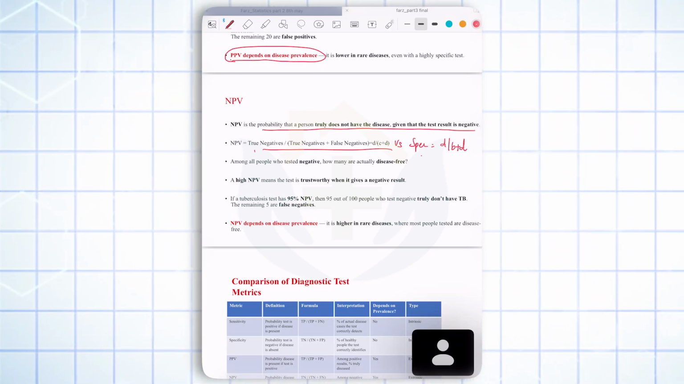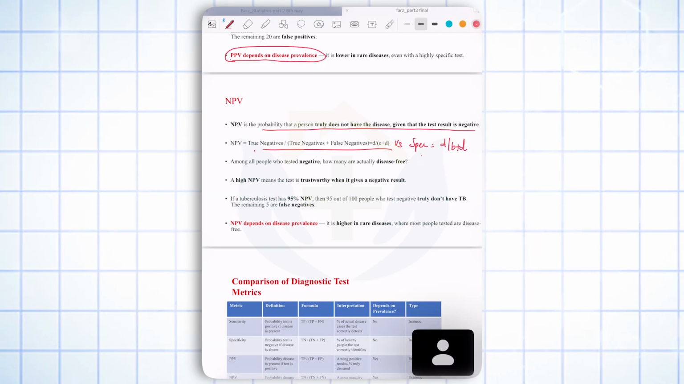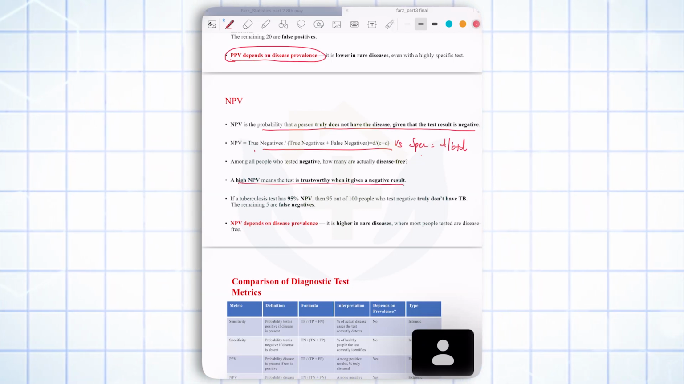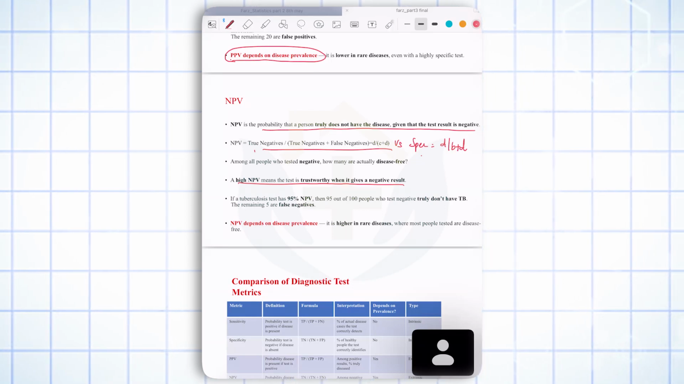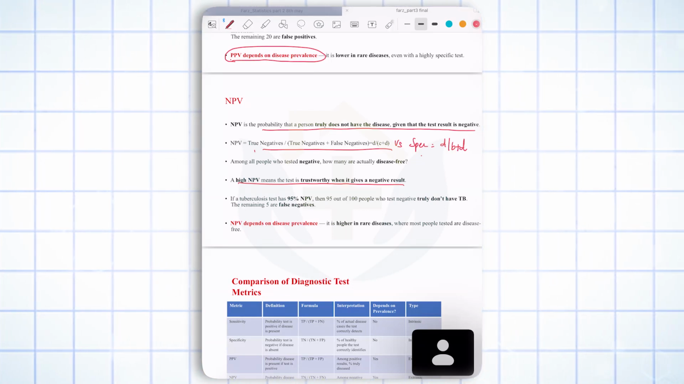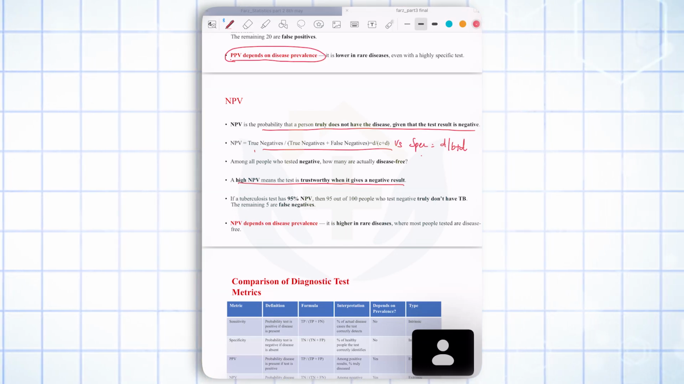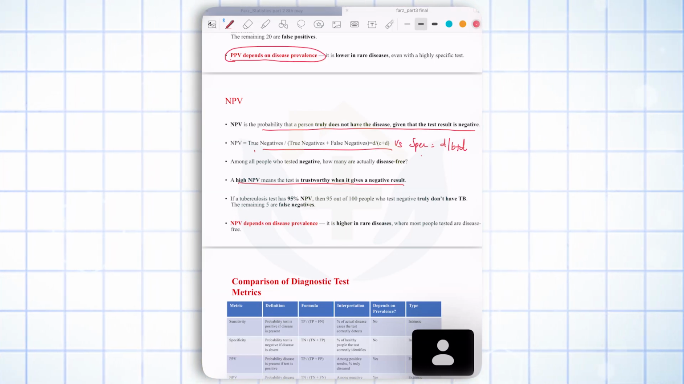So when do you use a negative predictive value? A test with a high negative predictive value is trustworthy when it gives a negative result. The classical example is the D-dimer test. Say a patient has had a surgery, and now 5 days after surgery, the patient is having a unilateral pedal edema.